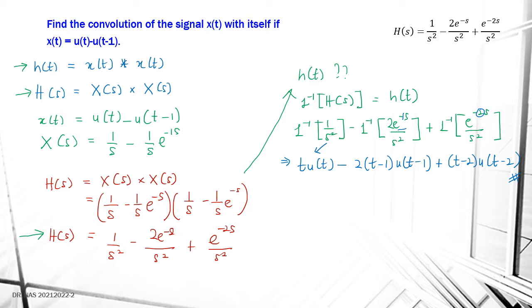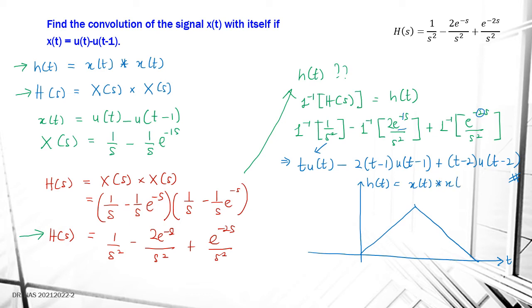So when you plot the function, you should get t u(t). So this is t, so this is h(t) equal to x(t) convolved with x(t), and you should get a triangular t.